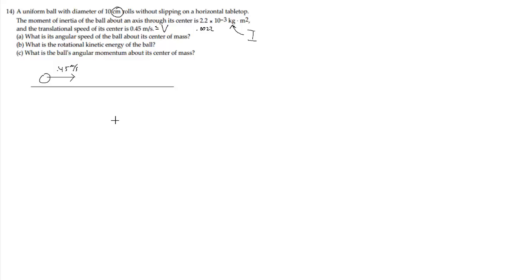All right, so this is effectively looking for just omega is equal to v over r, right? We know v, we know r. This is as simple as plugging in our v, which is 0.45 meters per second, and the radius, which is 0.05 meters, right? Which will give us an angular velocity of 9 radians per second.